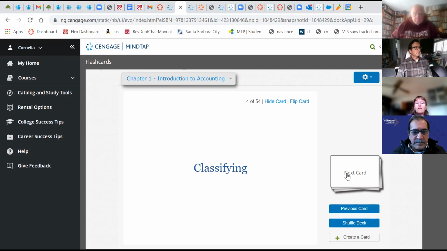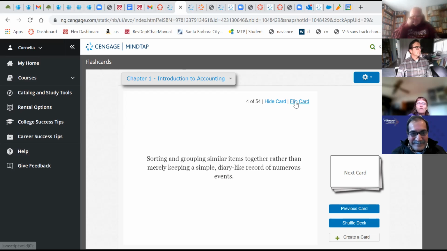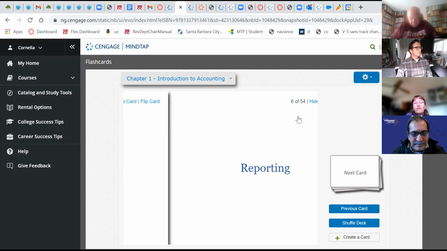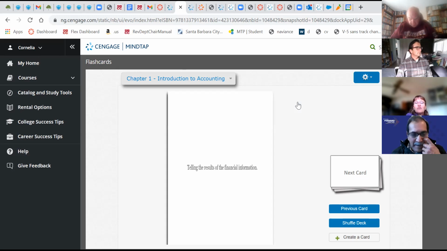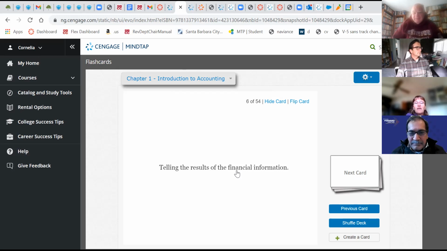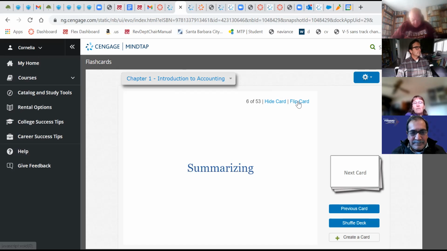Next card. Classifying. What do you think classifying is? Let's flip cards. Sorting and grouping several items together rather than merely keeping a simple diary-like record of numerous events. Right? Okay, perfect. Interpreting. So this is fun. I think you could also start with this and then find out telling the results of the patients, right? Telling the results should be report. No, oh, they put summarizing. Okay.